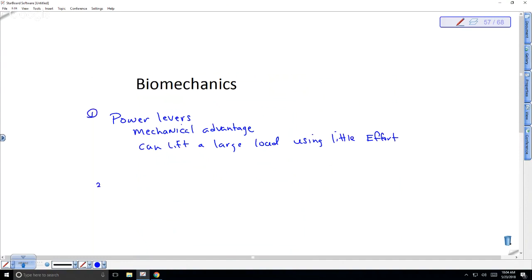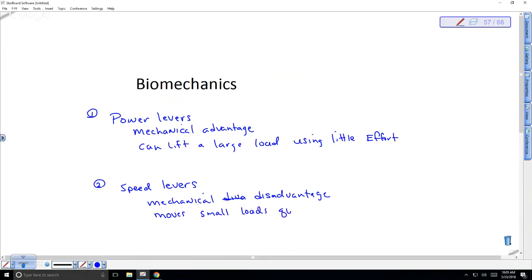Then we can also talk about speed levers. And speed levers work at a mechanical disadvantage. And we have both of these in our body. Most of our levers are actually this second kind. So mechanical disadvantage, because this allows us to move small loads really quickly, right? So it moves small loads quickly, but with much effort.